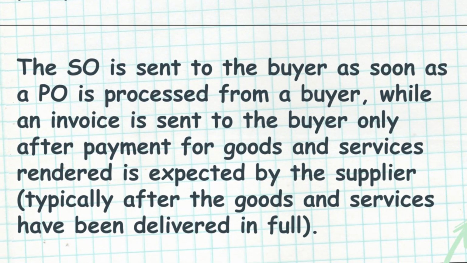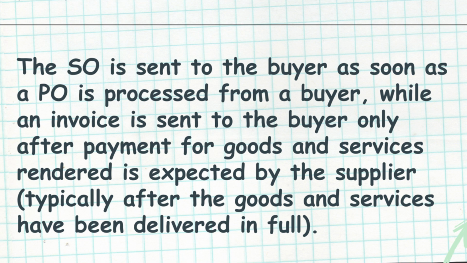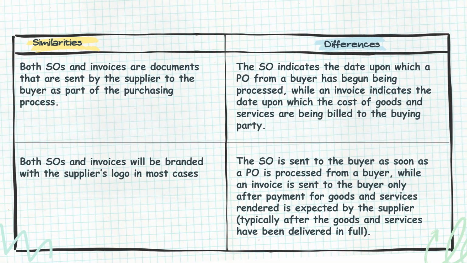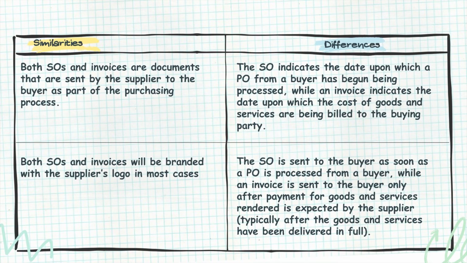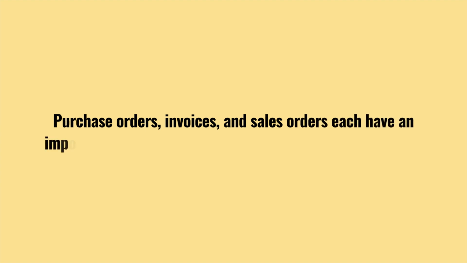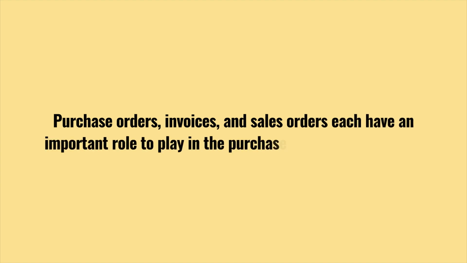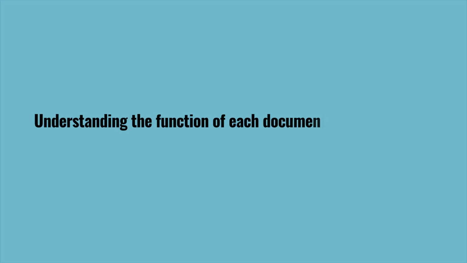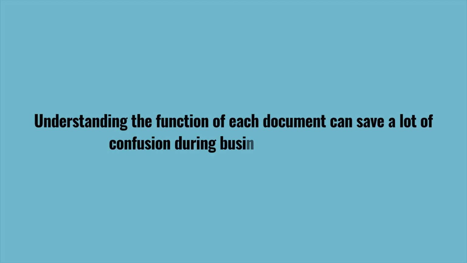The SO is sent to the buyer as soon as a PO is processed from a buyer, while an invoice is sent to the buyer only after payment for goods and services rendered is expected by the supplier, typically after the goods and services have been delivered in full. Purchase orders, invoices, and sales orders each have an important role to play in the purchase-to-pay, P2P, process. Understanding the function of each document can save a lot of confusion during business transactions.